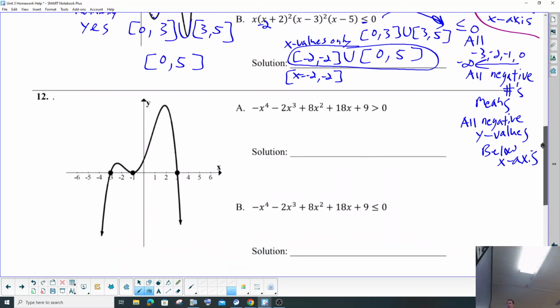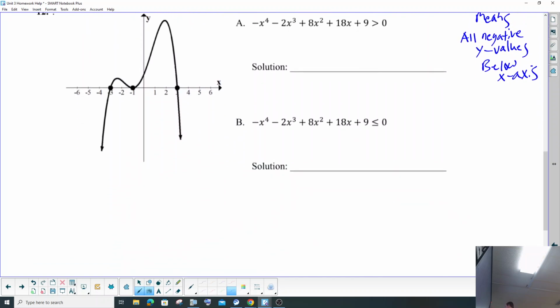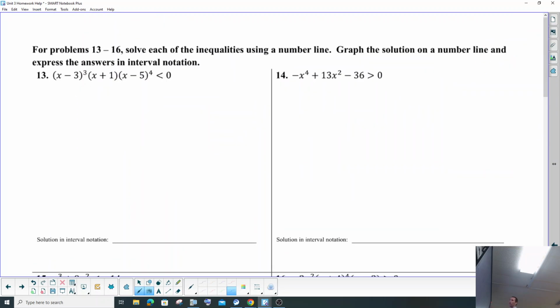So try 12 next. Give 12 a try. So number 13, they actually want you to do a number line now. They didn't do the graph. You have to do the graph for number 13.